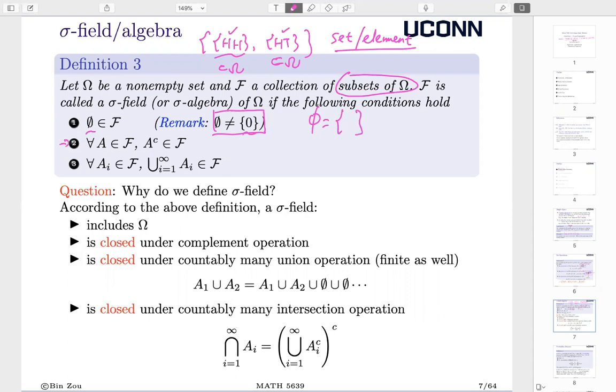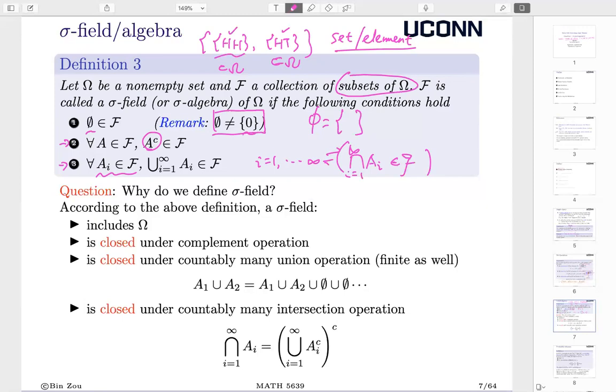The second property: if A is in this sigma field F, its complement must also be in this collection. The third property: when we have A_i in F for i from 1 to infinity, the union of them should also be in F. Of course, because the complement is also in F, you can also define this as intersection if you want. It must also be in F. Those two are equivalent.